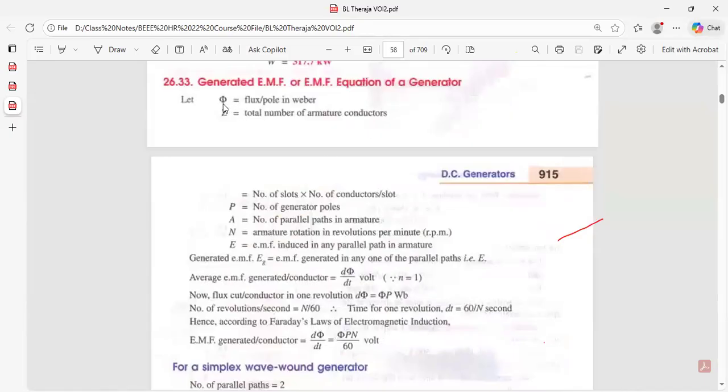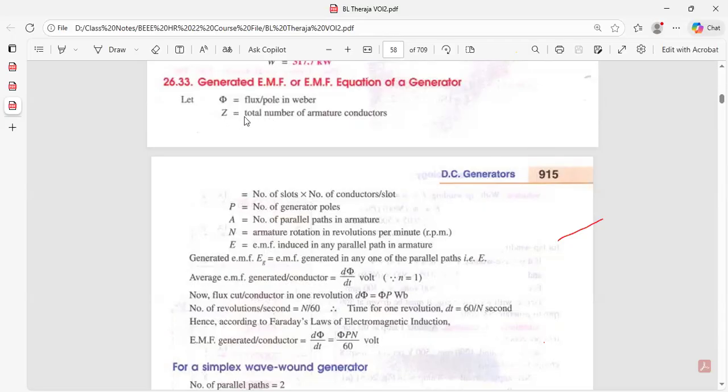Okay, see here. What is phi? Flux in poles, flux per pole. If you are having four poles, P into phi, P is 4. Total flux is P into phi. Z is the total number of armature conductors. What is the formula for Z? Number of slots into number of conductors in each slot.